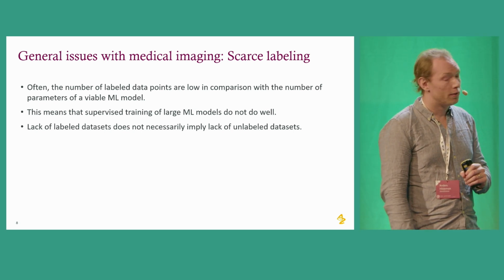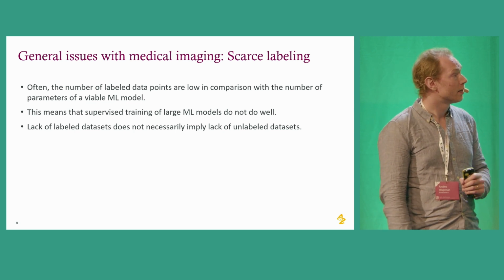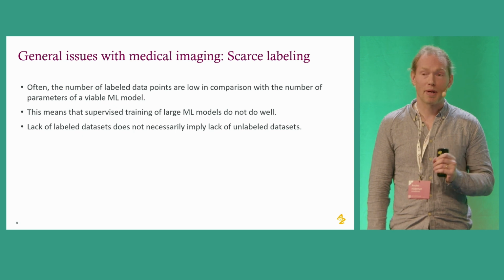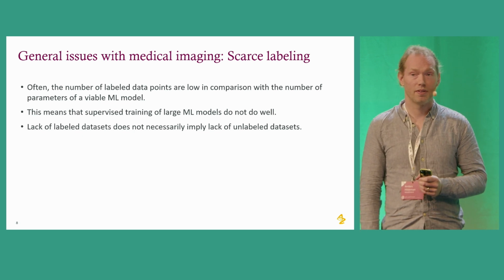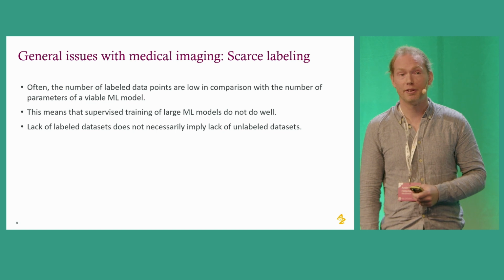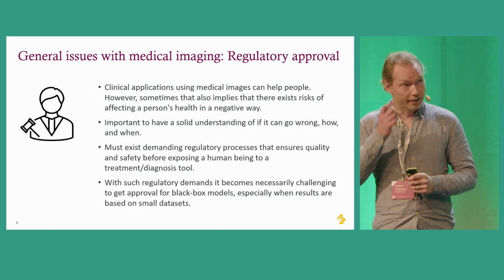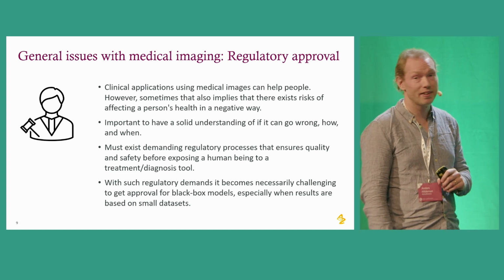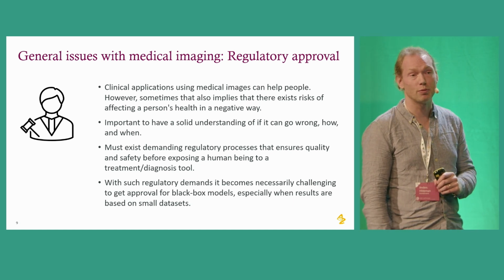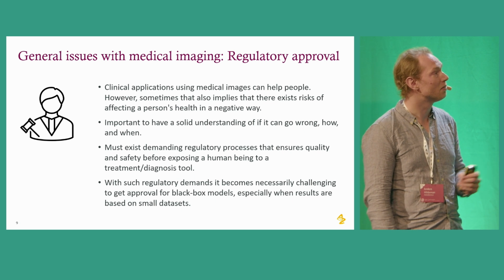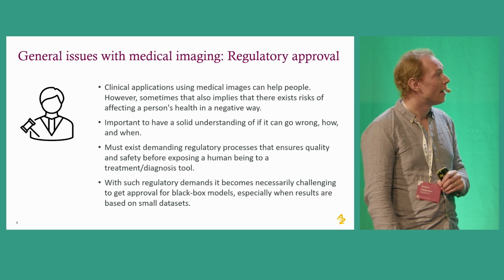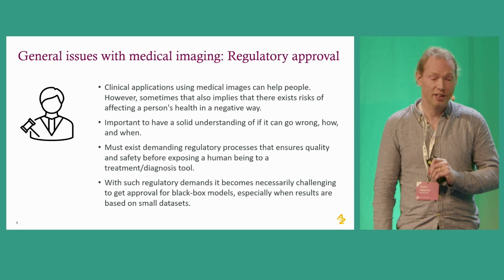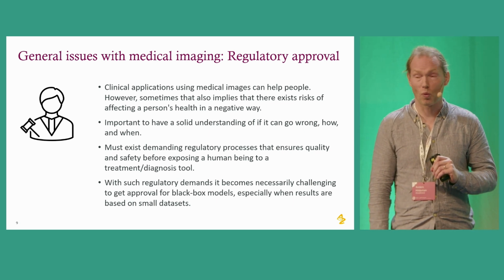And of course, we need large data because we have a large number of parameters. But a lack of labeled datasets doesn't necessarily mean that we have a lack of unlabeled datasets. And this is where self-supervision is going to come into play. And then finally, we're working with real people, and we want to improve their lives. But there's also a risk that making the wrong decisions will have detrimental effects on their health. So therefore, we really have to have a good understanding of when our method works, and if it doesn't work, why.